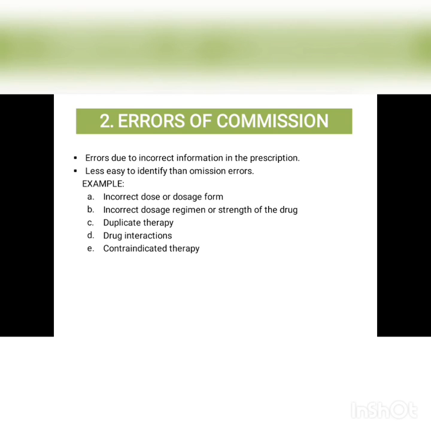Then next one is the errors of commission. These are the errors which may occur due to incorrect information prescribed in the prescription. It is somewhat more difficult to identify than the omission errors. For example, incorrect dose or dosage form, incorrect dosage regimen or strength of drug, duplicate therapy, drug interactions, contraindicated therapy.